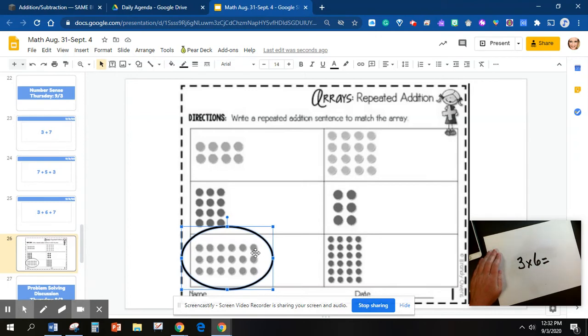You could count by ones all the way to here. You could skip count by 12s to get to here. Or you could know your multiplication facts. You could write this as 6 plus 6 plus 6, which is skip counting by 6s. And you would get 18. 6 plus 6 is 12, plus 6 is 18.